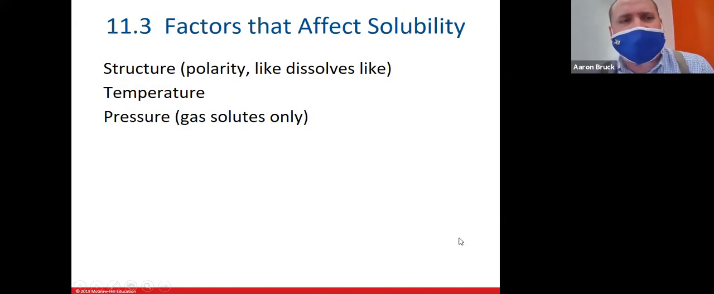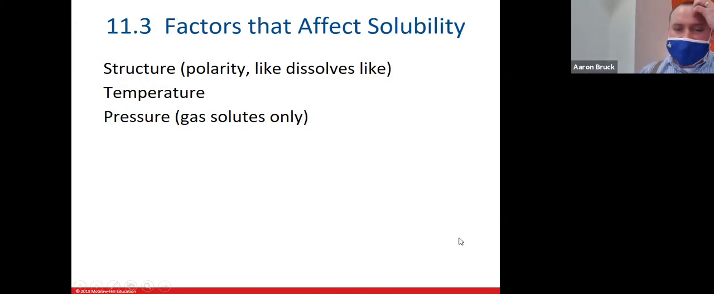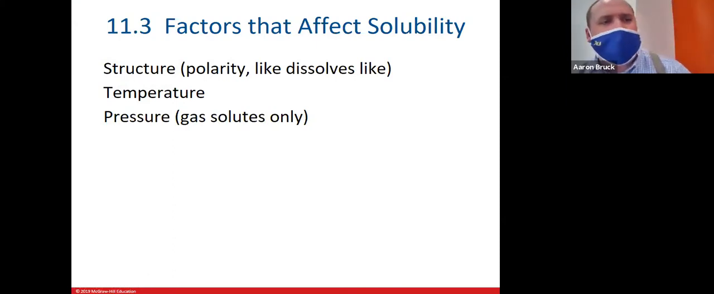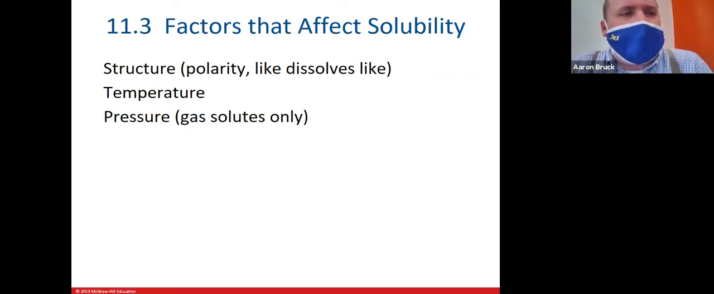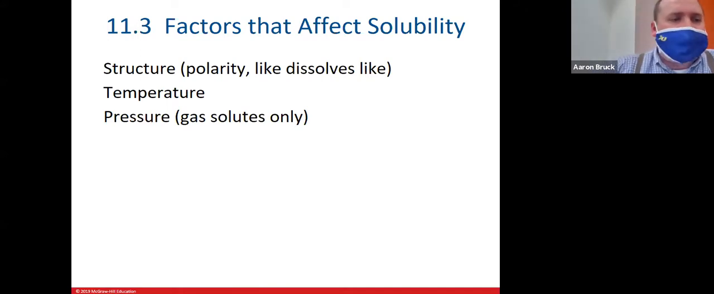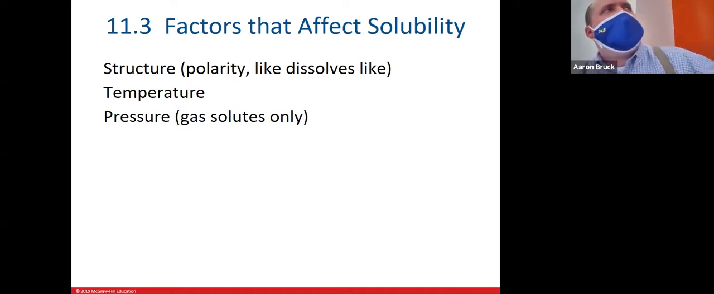So before we get to titrations, we want to finish out section 3 and talk about the things that impact solubility. And when it comes to solubility, there are 3 primary factors that will impact how soluble or insoluble a substance is. We've already talked a good bit about the first one, structure.